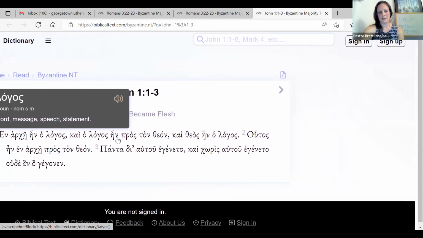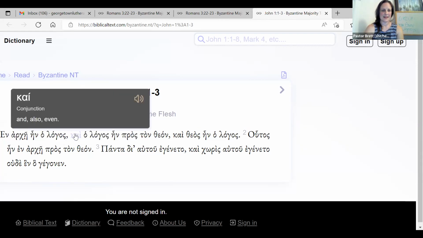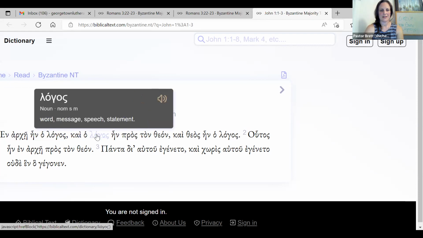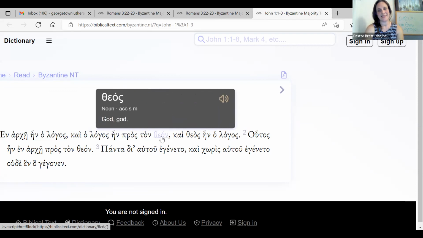I'm going to fast forward the next part for you and read it for you. Kai. Kai is an important word. It means and. Kai ha logos, and the word was with the God. Now that's interesting, right? We just translated as God in English. And the Word was with God.